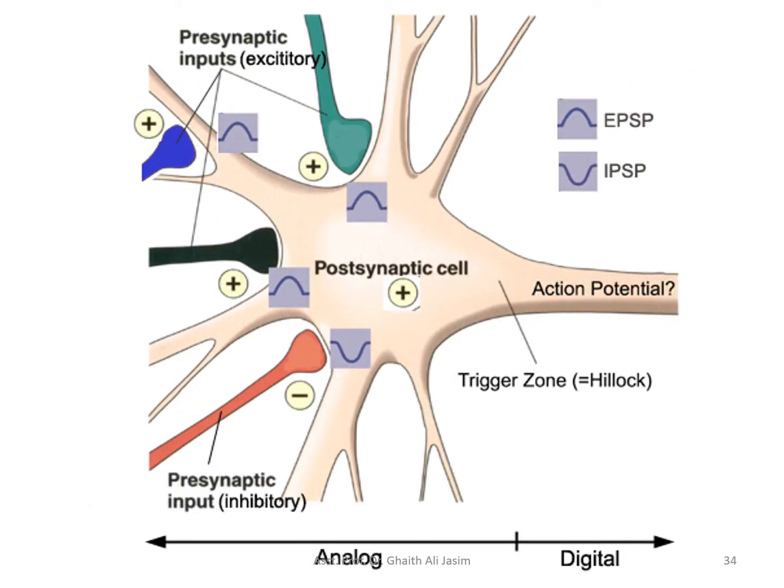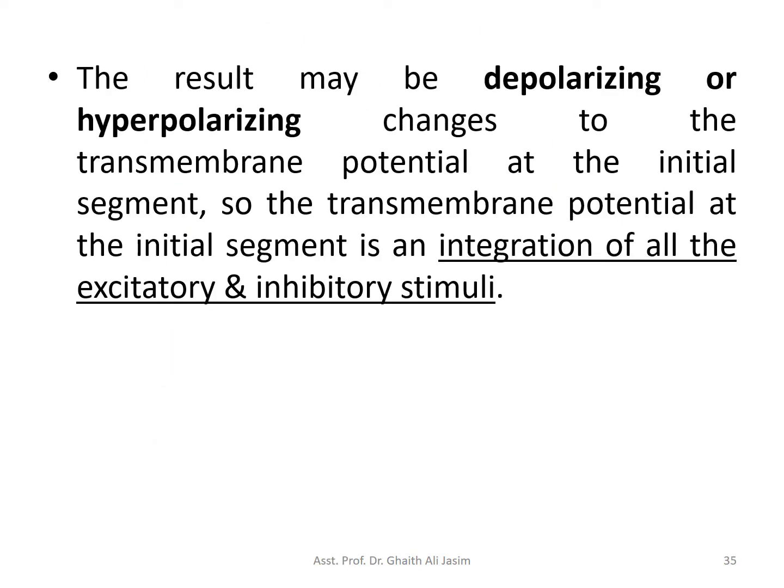We can see from this illustration that presynaptic impulses from the green color can be excitatory, the blue one, the black one, while from a different presynaptic neuron it could be inhibitory. The result may be depolarization or hyperpolarization, changes to the transmembrane potential at the initial segment.